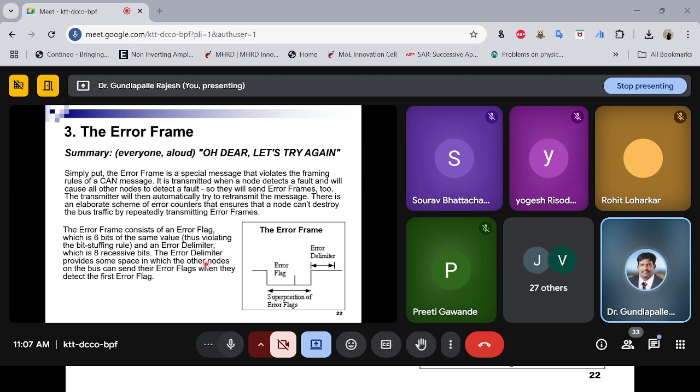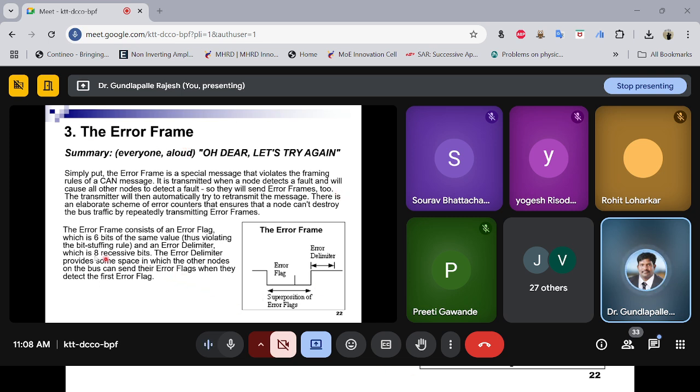Okay, so the error frame: at the initial stage, using the CRC check itself we are fixing the errors. Whereas sometimes there might be errors which cannot be corrected using CRC. At that time, that error type needs to be given to the sender, right? So for that we use an error frame.